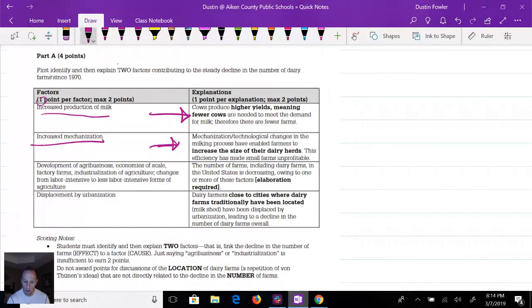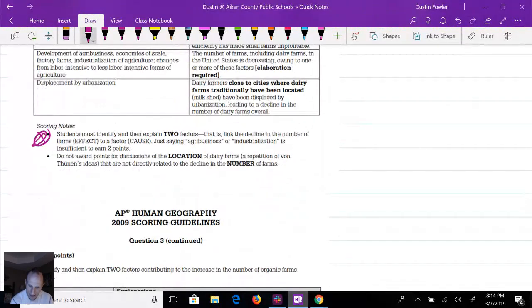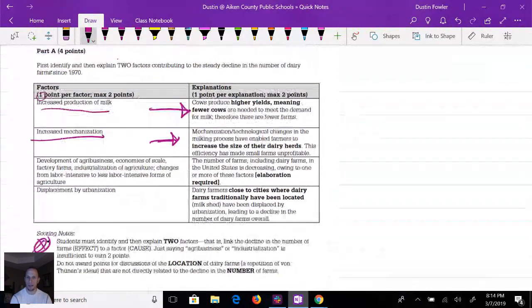Look. Scoring notes. Students must identify and then explain 2 factors. That is, link the decline of number of farms, the effect to the cause. So if you're going to say increased milk production is the identification, you have to use this explanation more or less for that. I mean, it can't be something else. So the explanation they're looking for here is cows produce higher yields.